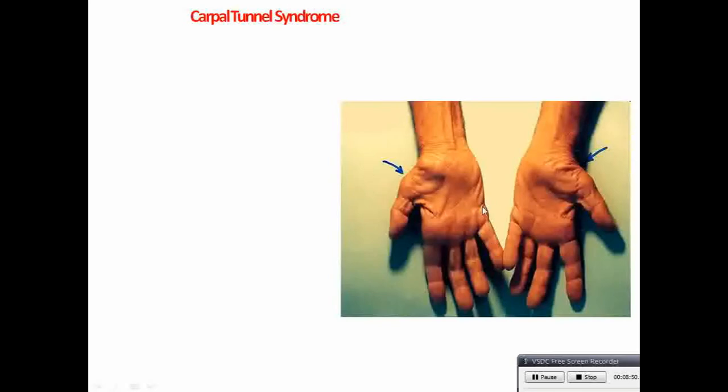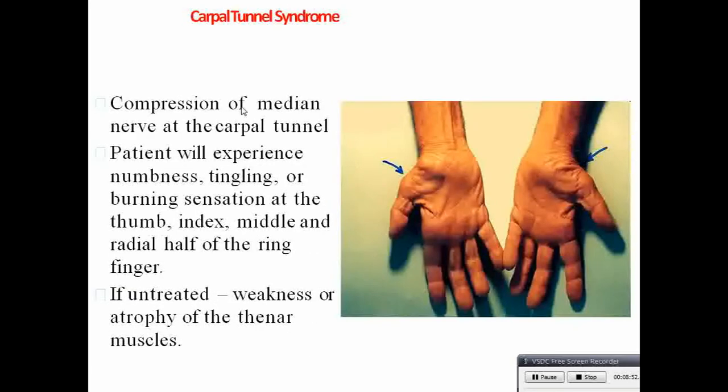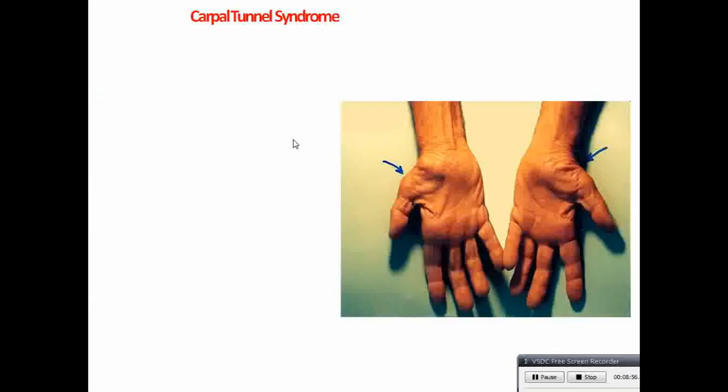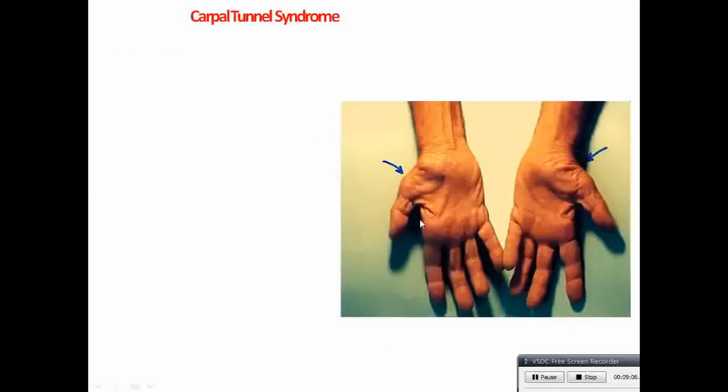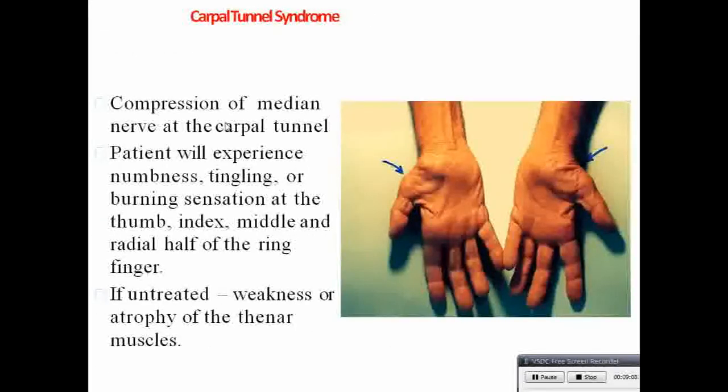Carpal tunnel syndrome is a compression of the median nerve at the carpal tunnel, because the median nerve is passing deep to the flexor retinaculum. Compression of the median nerve deep to flexor retinaculum can cause this. The patient will experience numbness, tingling or burning sensation at the thumb, index, middle and radial half of ring fingers.